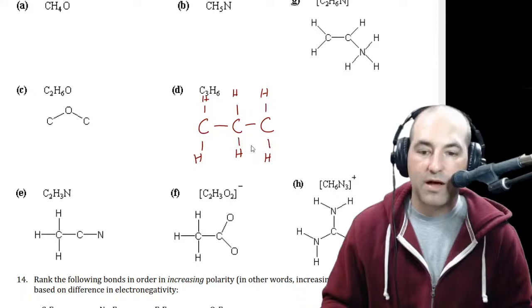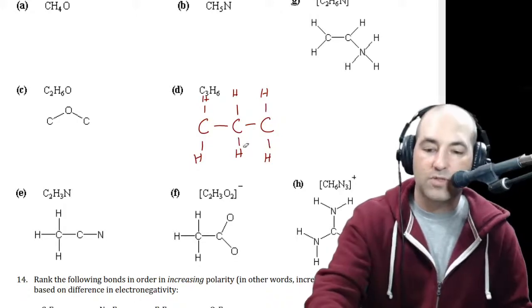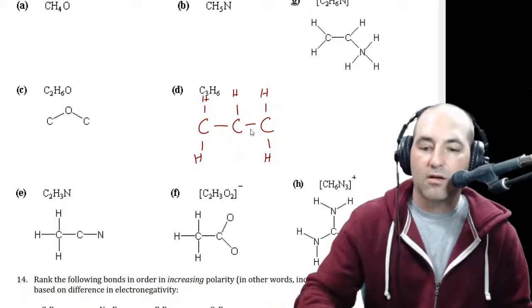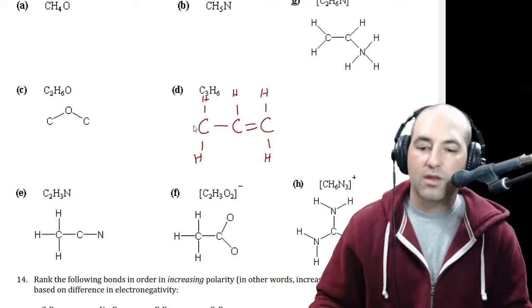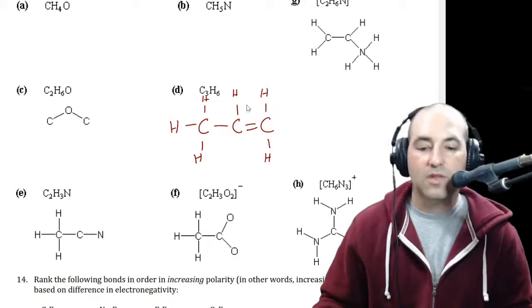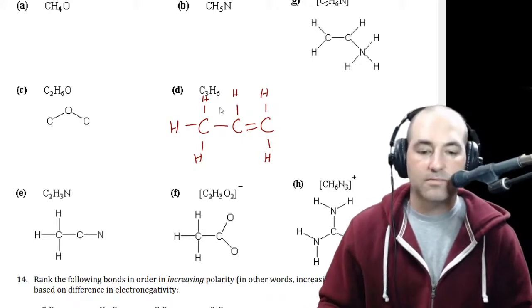I've got to add a double bond somewhere. I can't just stick it here because then this middle carbon would have too many hydrogens, but I can move the hydrogens around. So if I take one of these out, I can add a double bond here, and I can put that hydrogen over here. And I have a nice structure of C3H6.